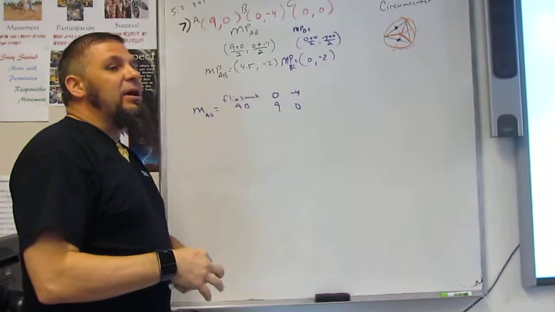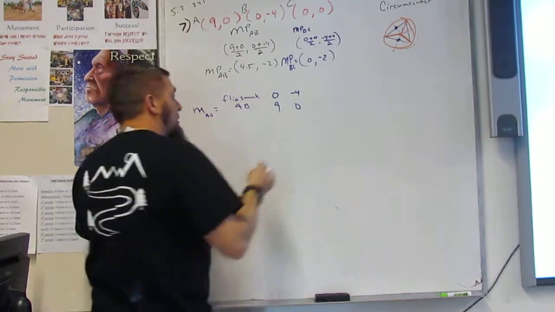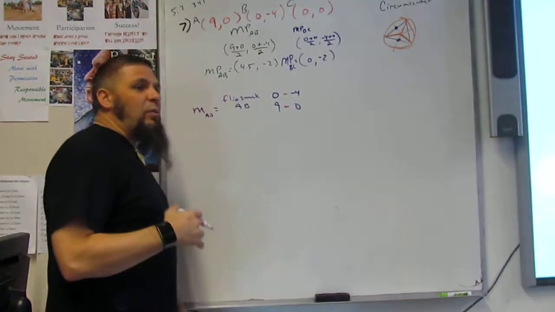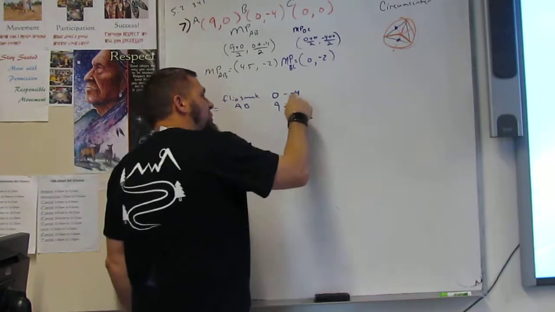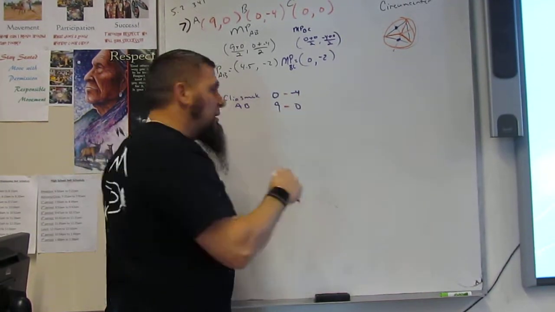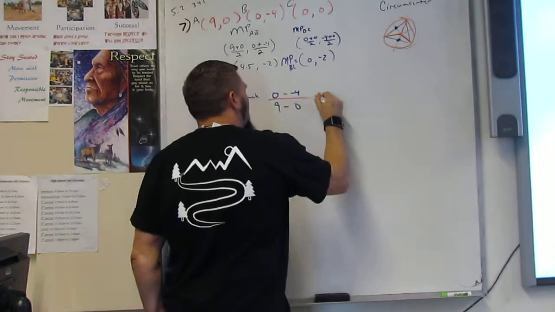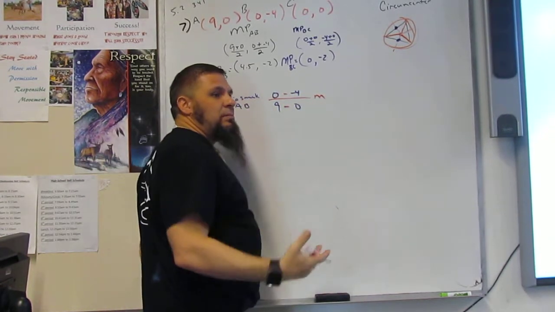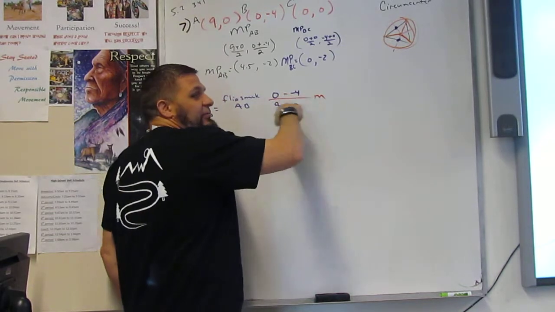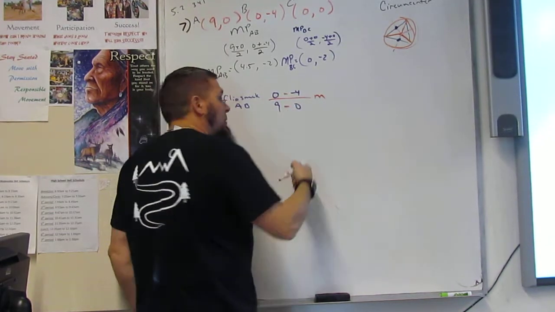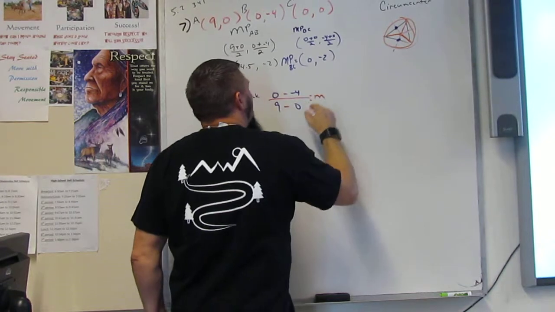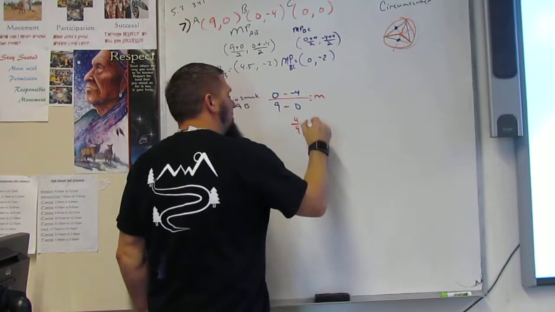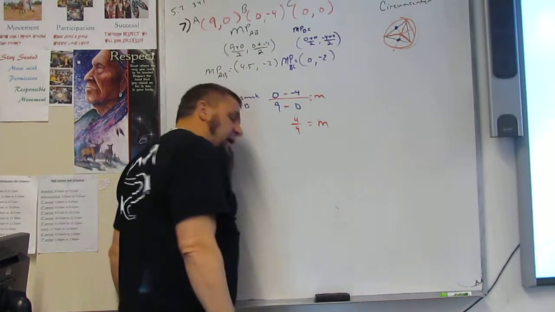That's why I use 2 different colors. Okay? Because I need to see my smack. Why do I need to see my smack? Because when I'm looking with a negative, I need to know what that smack is about. Okay? 2 negatives make a positive. So this is no longer negative 4, it's plus 4. So this is equal to 4 over 9. Wow, that's nasty.